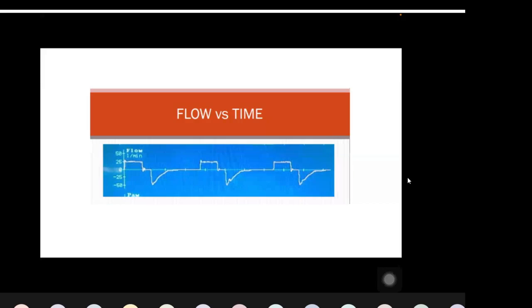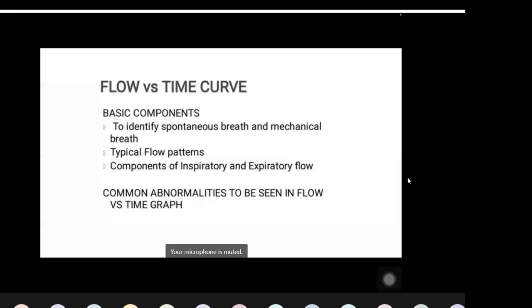In a flow time scalar, the flow above the baseline is the inspiration, and below the baseline it is the expiration. The important components of a flow time curve we can identify are whether the patient is taking a spontaneous breath or a mechanical breath, the different types of flow patterns, and components of inspiratory and expiratory flow. And also we can determine various abnormalities that can be identified from a flow time curve.